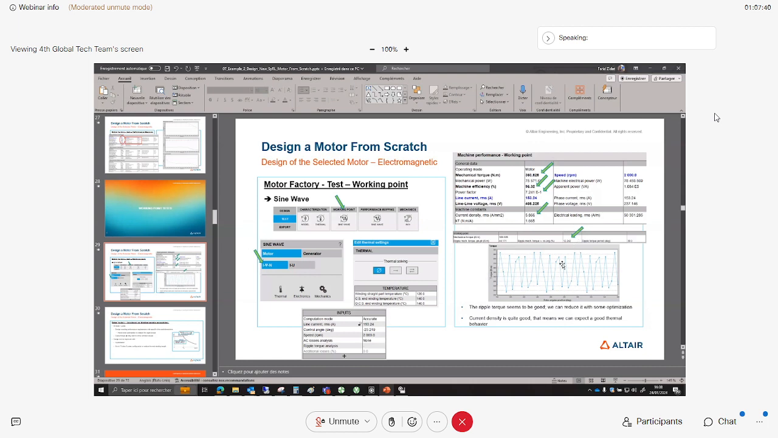Then the other drawback of synchronous reluctance machines is really the torque ripple. And we have here about 12% torque ripple, which is a little bit high, but there is room for optimization. It is still possible to reduce this torque ripple and keep the good performances of the machine.